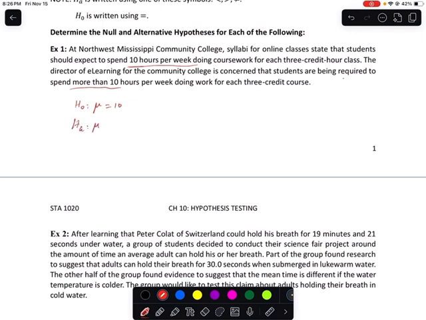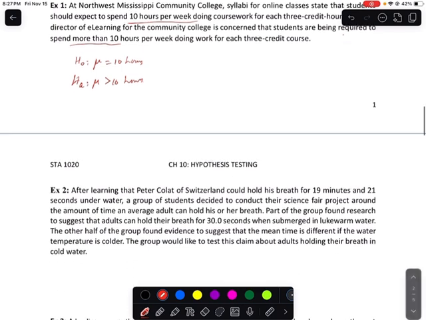Okay, so what is the director of e-learning for the community college thinking, or what is he claiming? He is claiming that the students are being required to spend more than 10 hours. So his hypothesis is that mu is greater than 10 hours. So this is how you will figure out the hypothesis.